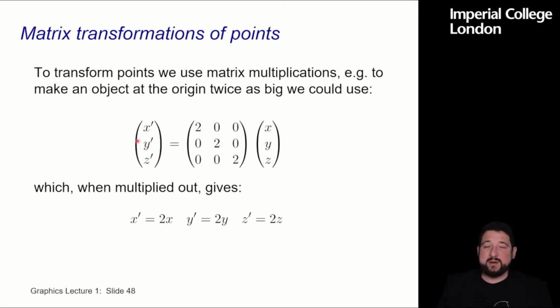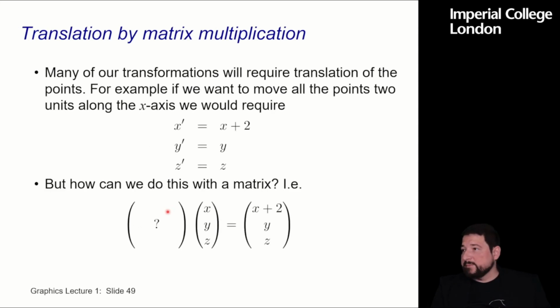Okay, this is always how we work with transformations. And apparently this point is now, if this is at, I don't know, 1, 1, 1 here, and I apply this transformation, it's now at 2, 2, 2, right? So it's moved in all directions equidistantly far away from the origin. Now, a lot of transformations will require something called translation.